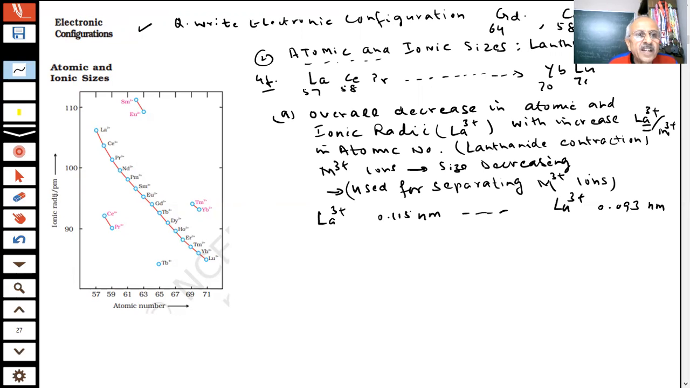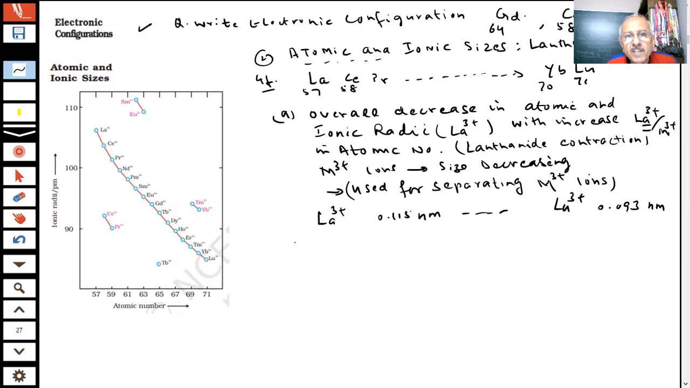This is the ionic radii in picometer, and this is the atomic number. So with increase in atomic number, you can see that the ionic radii are decreasing. Ionic radii decreases with increase in atomic number. With increase in atomic number, students, this is decreasing.